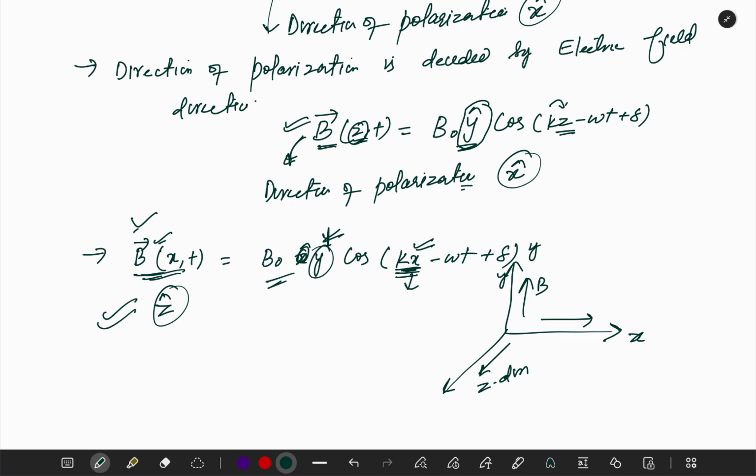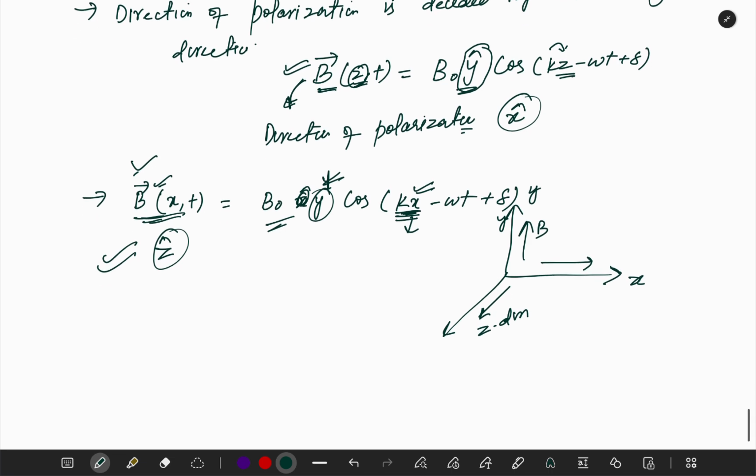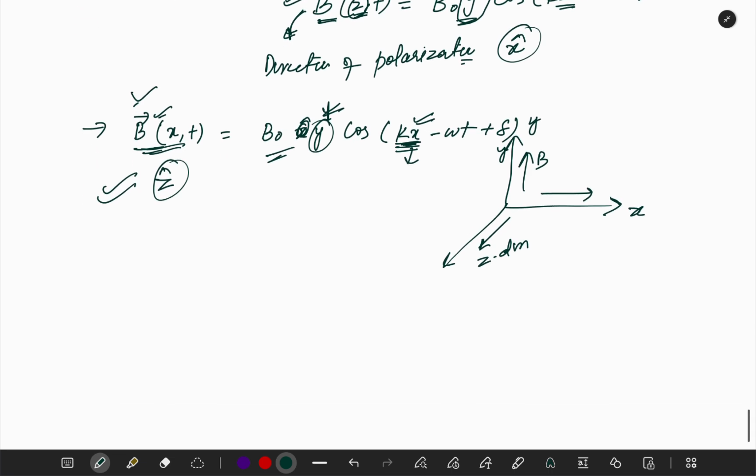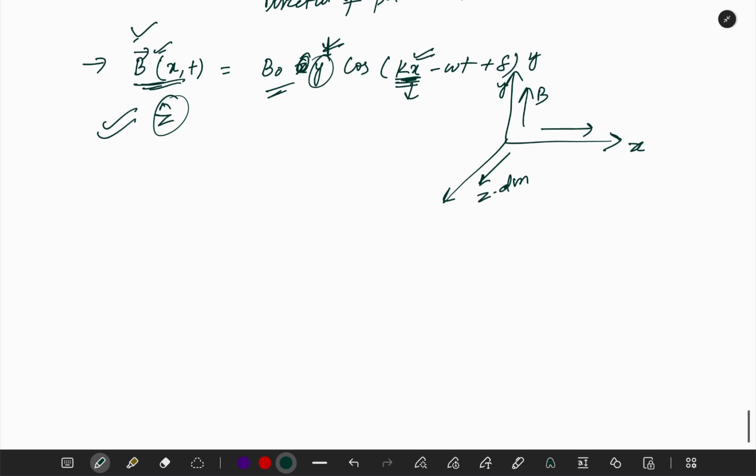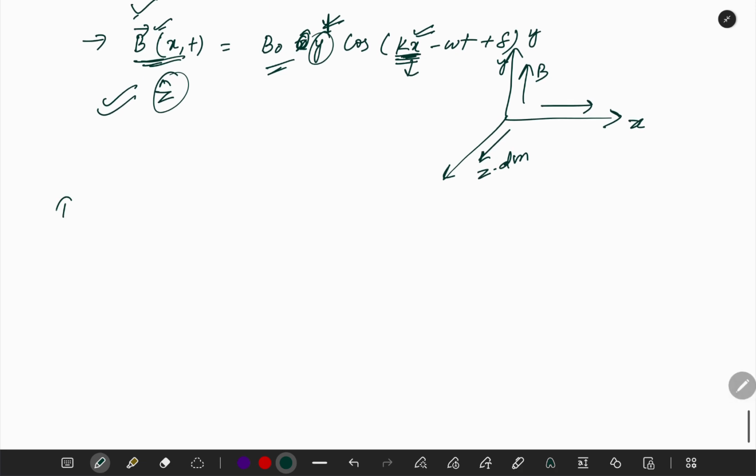There are certain points you need to remember in this case. So let me tell you certain things. Very important point is first, if electric field is parallel to x-axis, x cap direction, so we say wave is polarized along x direction.